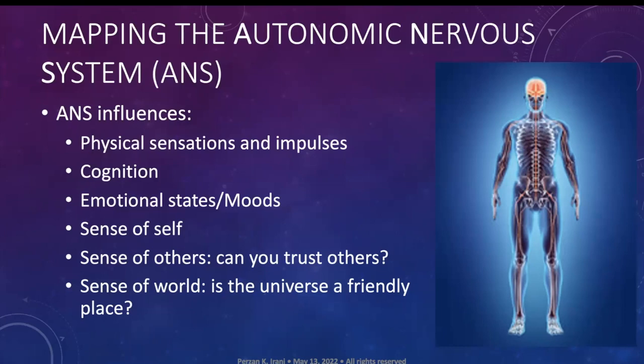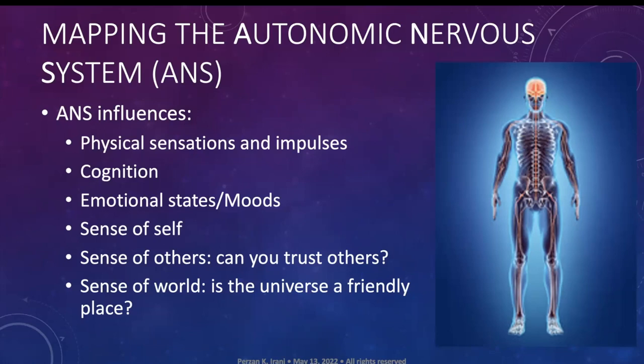And our autonomic nervous system influences many parts of our experience: our physical sensations and impulses, our cognition, the quality and type of thoughts we're having, the pacing of our thoughts. Our emotional states and moods are in large part determined by our ANS states, as is our sense of self. Our sense of others: can you trust others? How deeply can you connect and be with others? Do you feel safe around others? And our sense of the world: is the universe a friendly place?